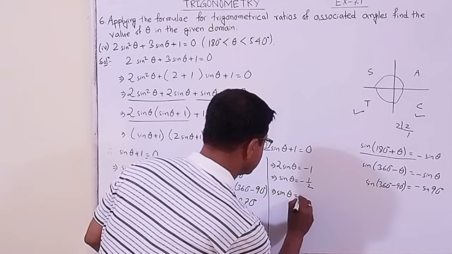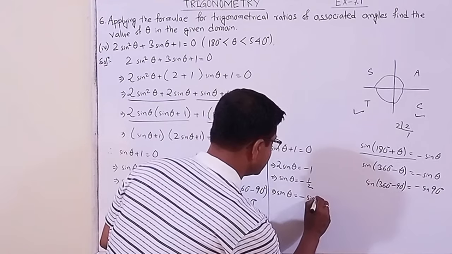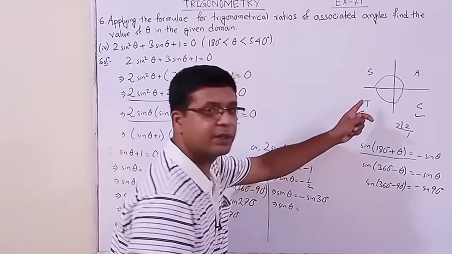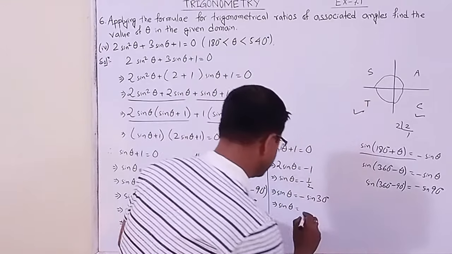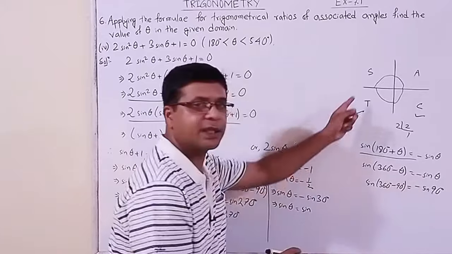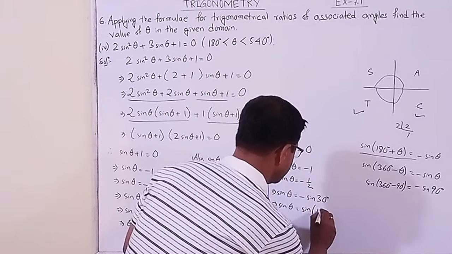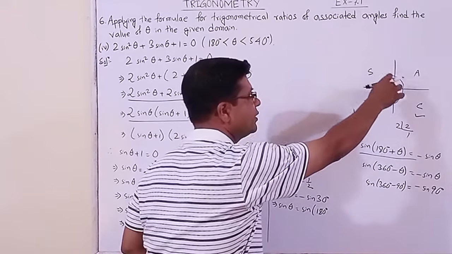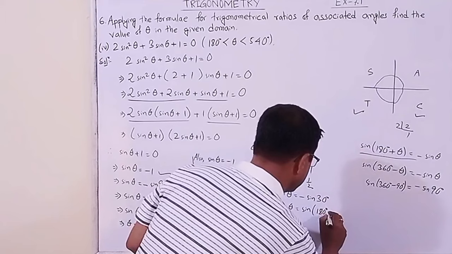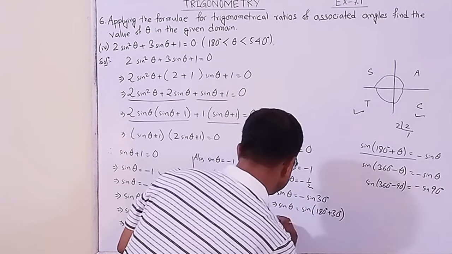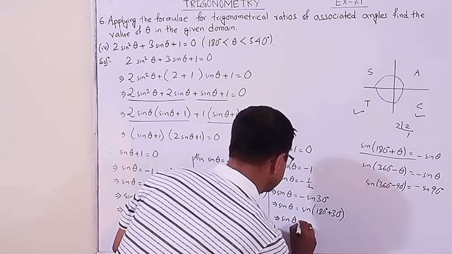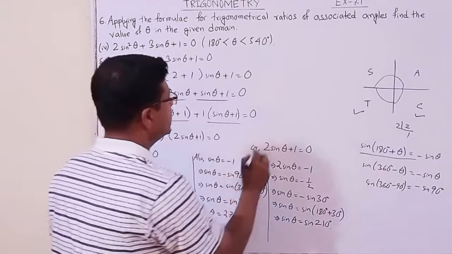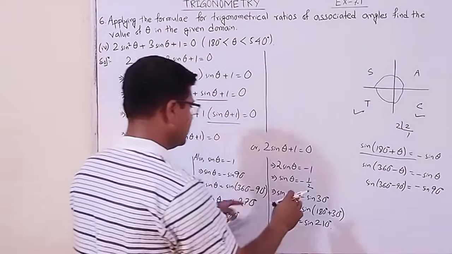Sine of theta equals minus sine of which angle is half? 30 degree. So at first let us go to the third quadrant. How do we represent the third quadrant in terms of sine? 180 degree plus. Minus is second quadrant, 180 minus theta is second quadrant, 180 plus theta is third quadrant, plus 30 degree. Sine of theta is equal to sine 210 degree. Got it?